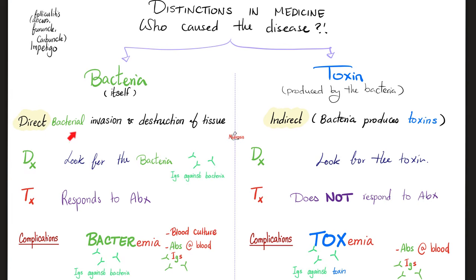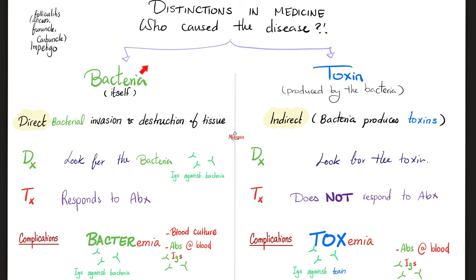A bacteria can destroy the tissue. This is direct bacterial invasion. Or the bacteria can produce a toxin, and a toxin can cause symptoms. This is indirect. When I find a gazillion bacteria in the blood, we call this bacteremia. When I find lots of toxins in the blood, it's called toxemia. In the former case, I'll find antibodies against whom? Against the bacteria. But in the latter case, I'll find antibodies against the toxin. And that's a big difference.